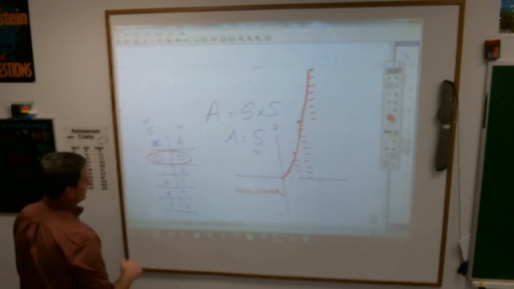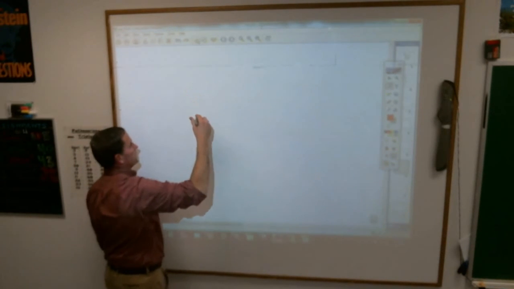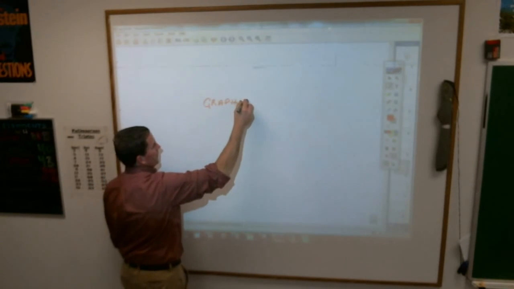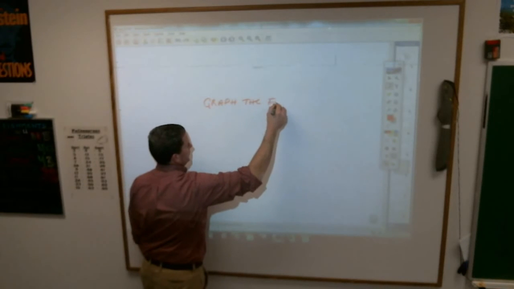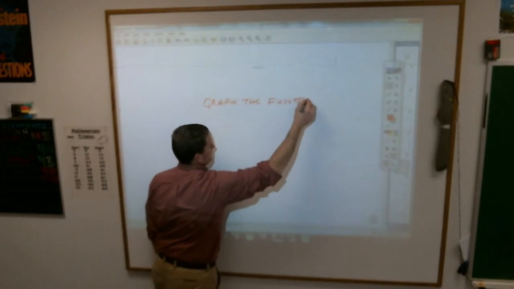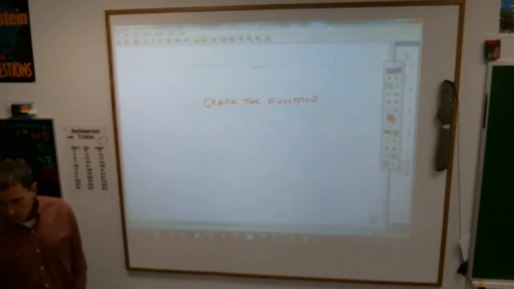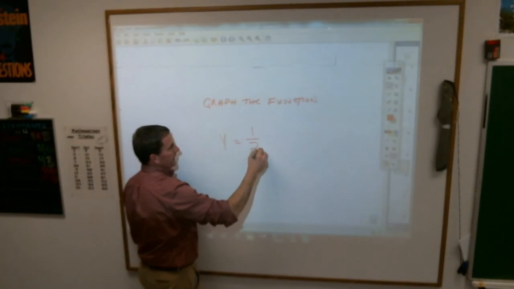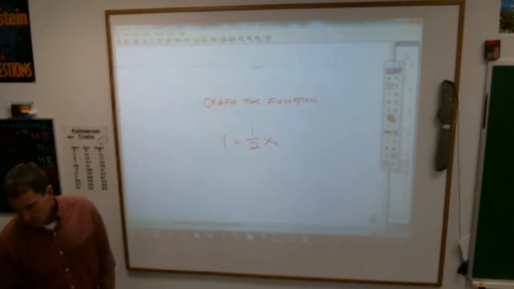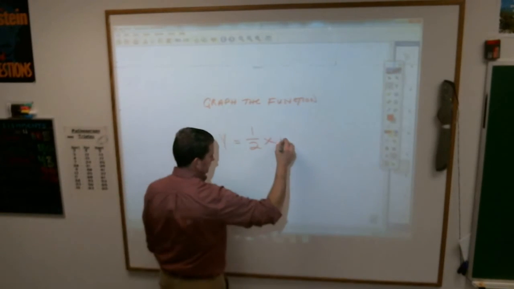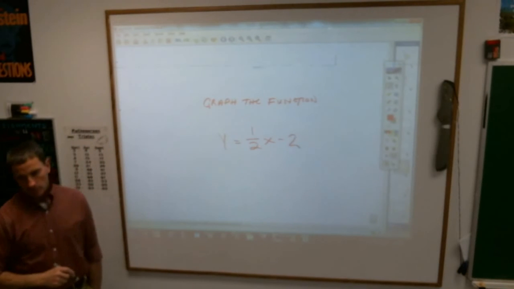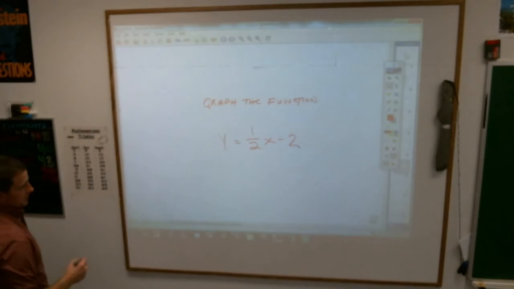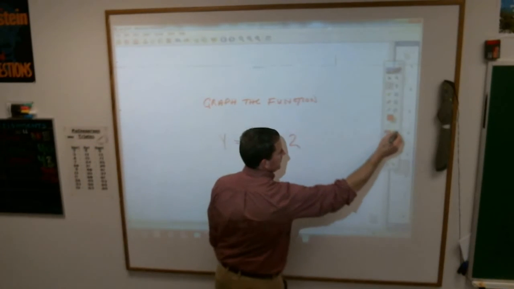So they are going to ask you to do this, children. Here's an example here. Graph the function. And here is the function. The function is going to be y equals 1/2 x minus 2. 1/2 x minus 2.